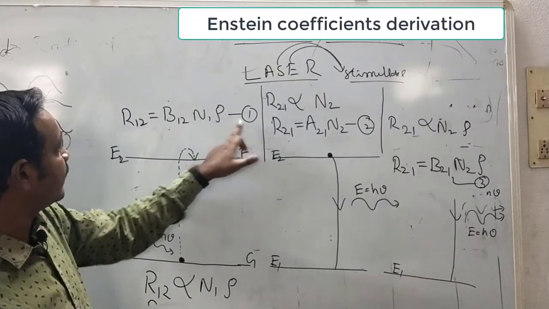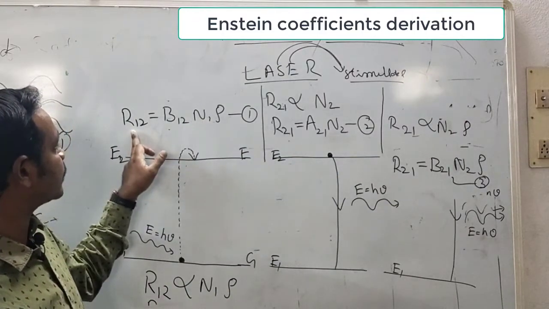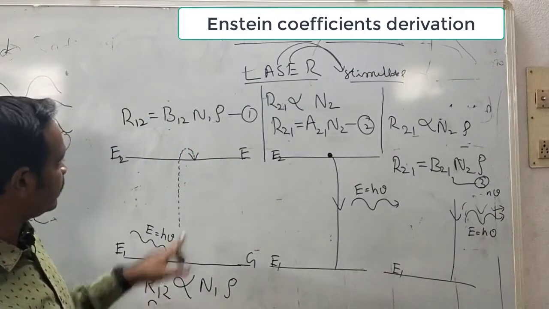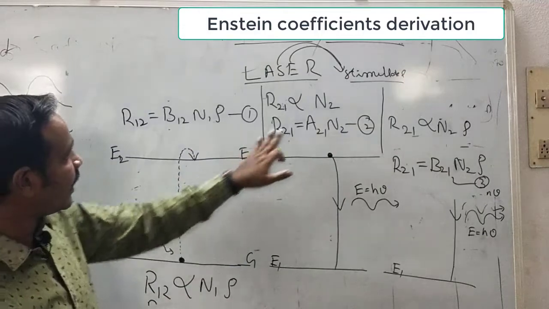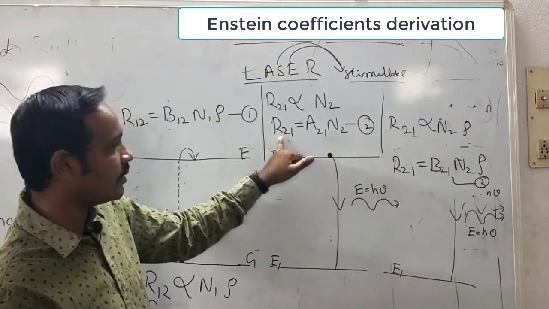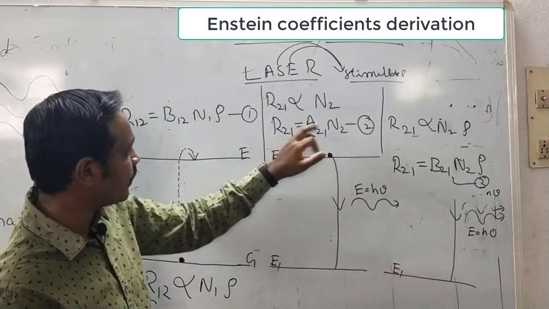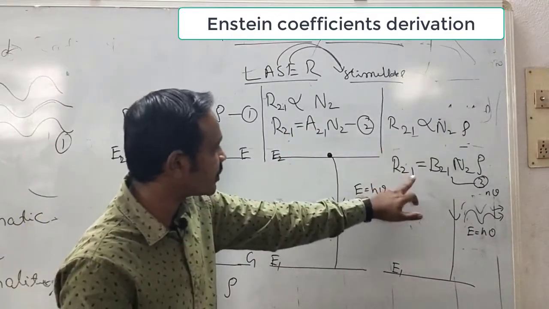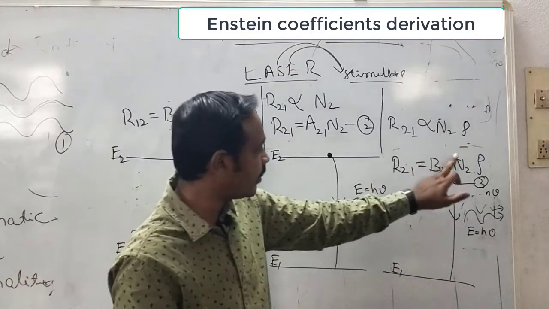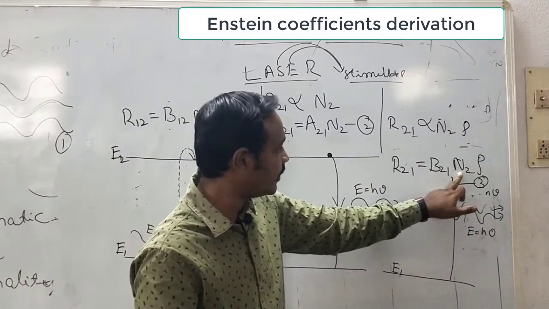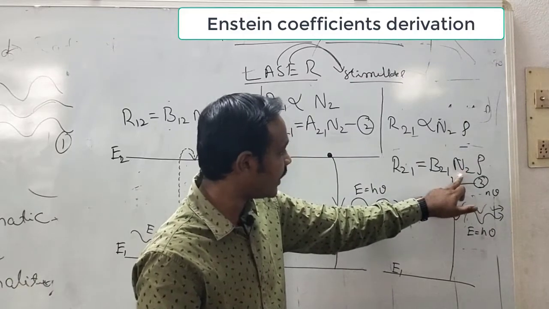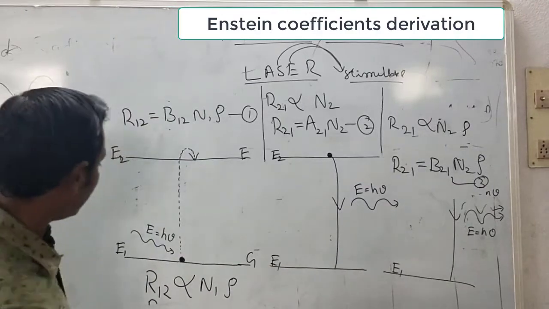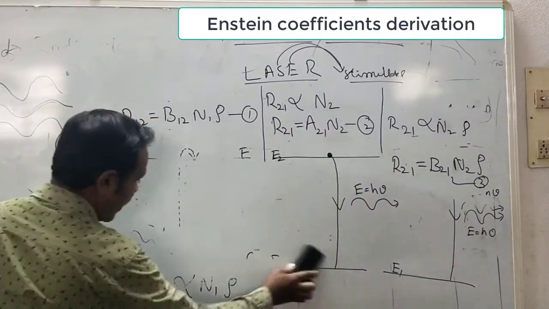Equation number 1, the rate of absorption, depends on the number of electrons at the ground state, E1, and the incident photons. Equation number 2, R21, the rate of emission, depends only on the number of electrons at E2. Equation number 3, the rate of emission, depends on both N2, the number of electrons at the excited state, as well as the input photons. Okay, now at equilibrium positions.